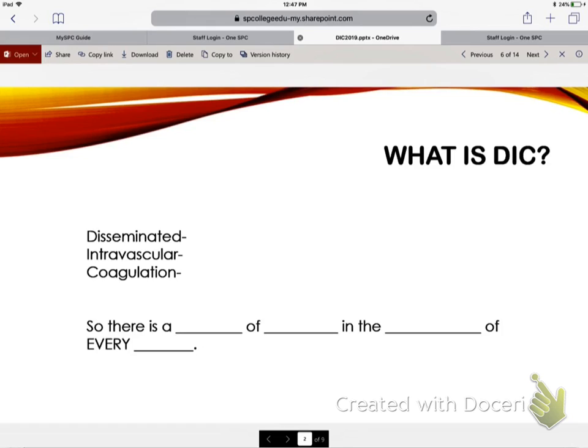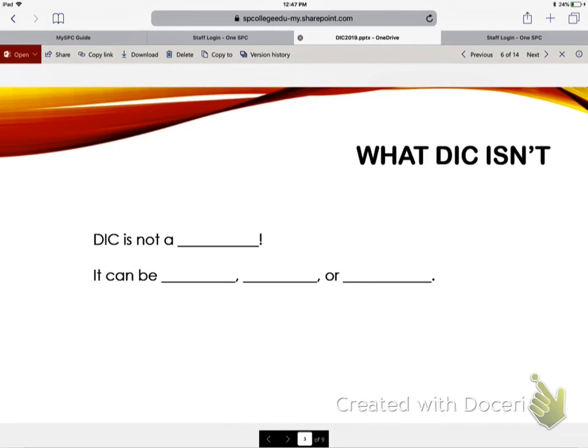So is DIC a disease? No. What is it? Yeah, it has to do with an underlying issue. DIC is not a disease. The patient doesn't just get DIC out of the blue. There's always an underlying issue that's going to cause the DIC. It's a secondary condition, secondary to a disease, always secondary to some underlying condition. So it can be acute, subacute, or chronic.